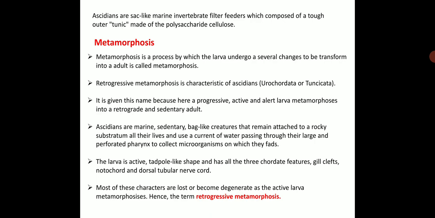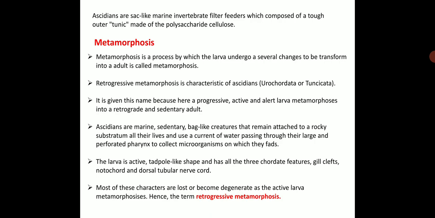So retrogressive metamorphosis is a characteristic of ascidians, that is in the case of Urochordata or Tunicata. It is given this name because here you can see a progressive, active, alert larva metamorphosing into a retrograde and sedentary adult. These ascidians are marine, sedentary, bag-like creatures that remain attached to the rocky substratum all their lives, and they use the water current passing through their large perforated pharynx to collect microorganisms.